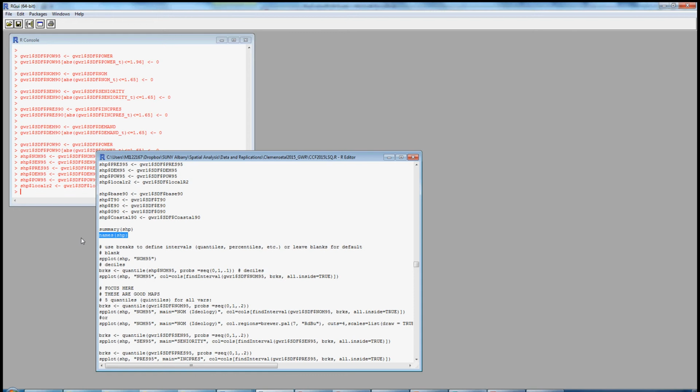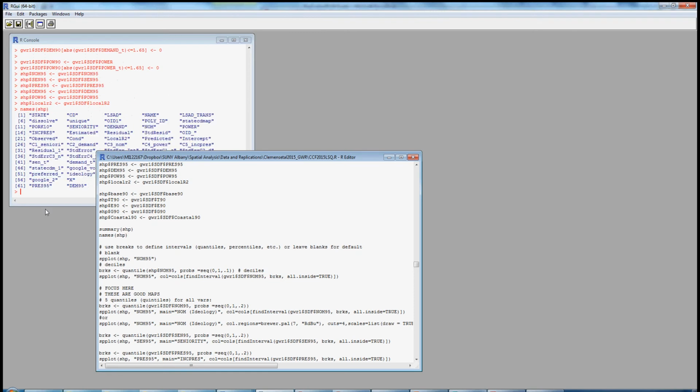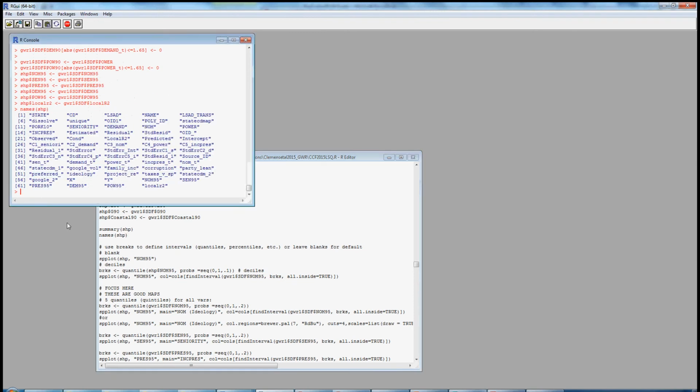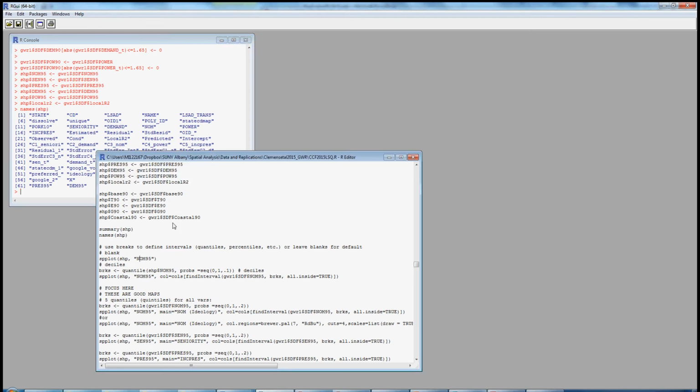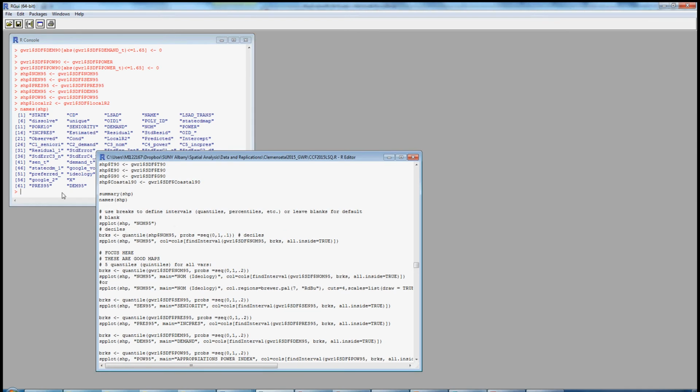We could then now look at the names from our shapefile, and we should have nom95, seniority95, press95, demand95, and power95 plus our local R squared. So all of those variables have been brought in. If we brought in the 90% confidence intervals, the variables that are significant at the 90% confidence level, then you would also have those there.